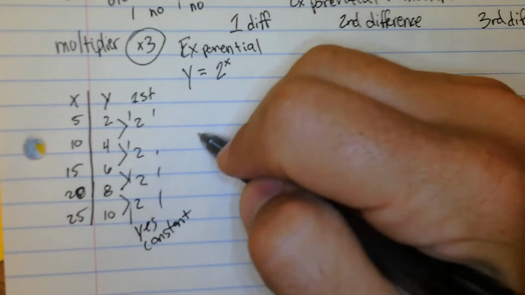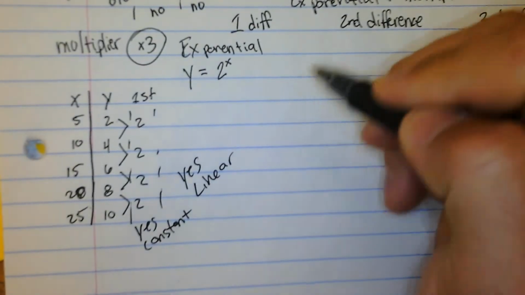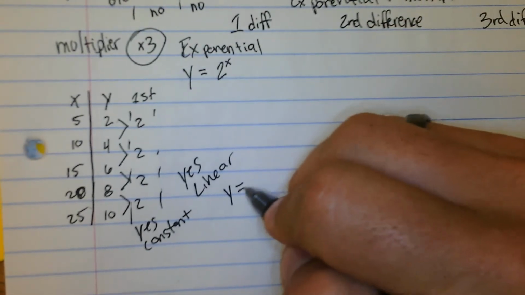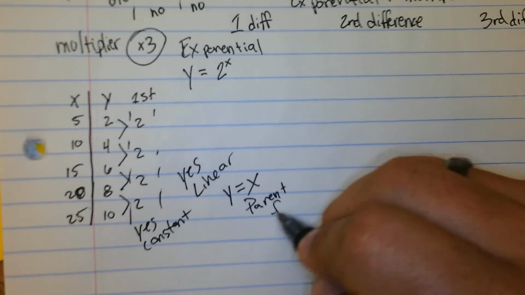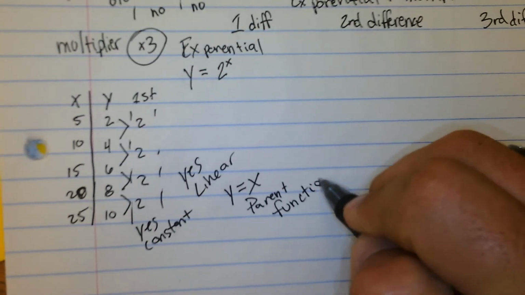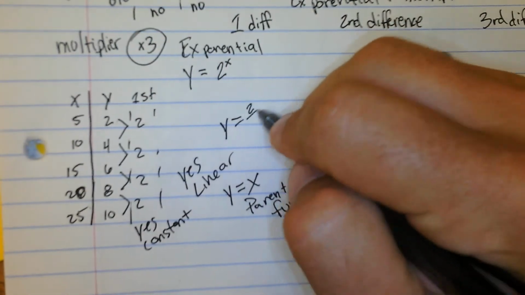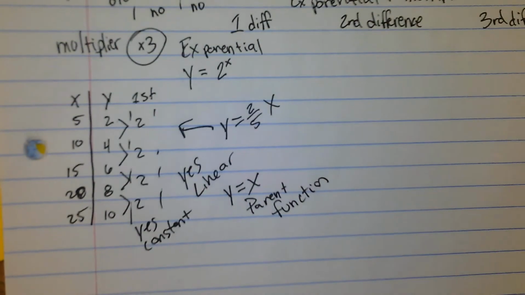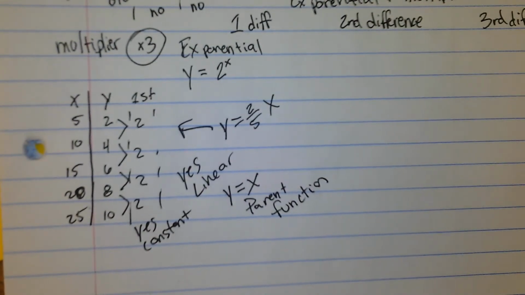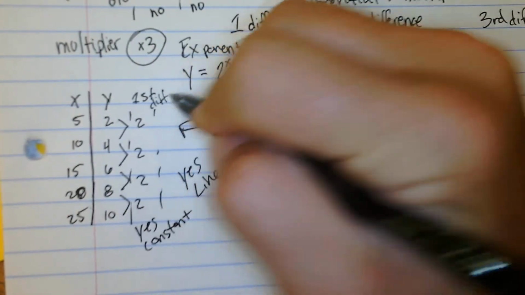And then, yes, linear. Okay, the linear parent function is y equals x. This is the parent function. The equation for this function is y equals 2/5 x. That's the equation that'll give you this table. Okay? That's all because the first difference was constant.